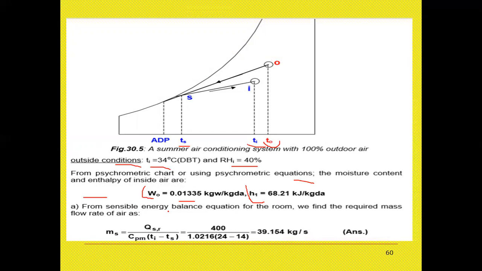A. From the sensible energy balance equation of the room, the required mass flow rate of the air Ms is equal to QSR divided by Cpm times (Ti minus Ts), that is equal to 400 divided by Cpm times (Ti minus Ts). So 39.154 is the answer for problem A.